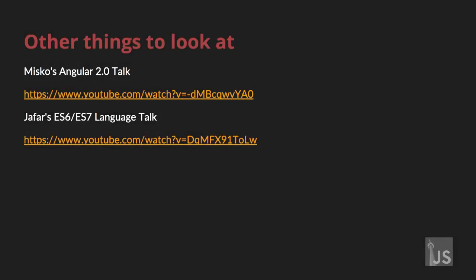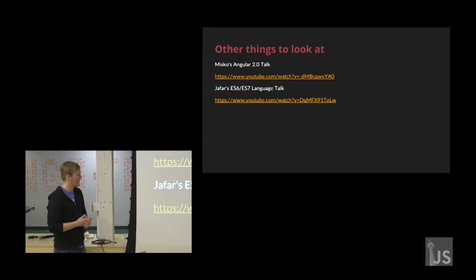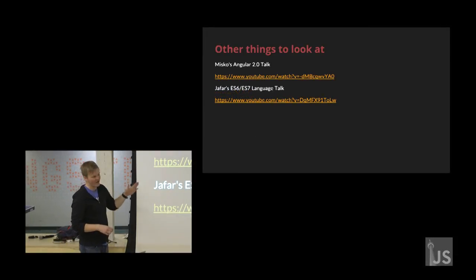Here are two videos I would advise you to take a look at. One is from last week's ng-conf talk about 2.0. And this one is about ES6 and ES7, all the fancy new features that are coming to JavaScript. And there's some really cool stuff in there where they talk about generators and async functions and streams and how you can use that in your JavaScript. It's beautiful.